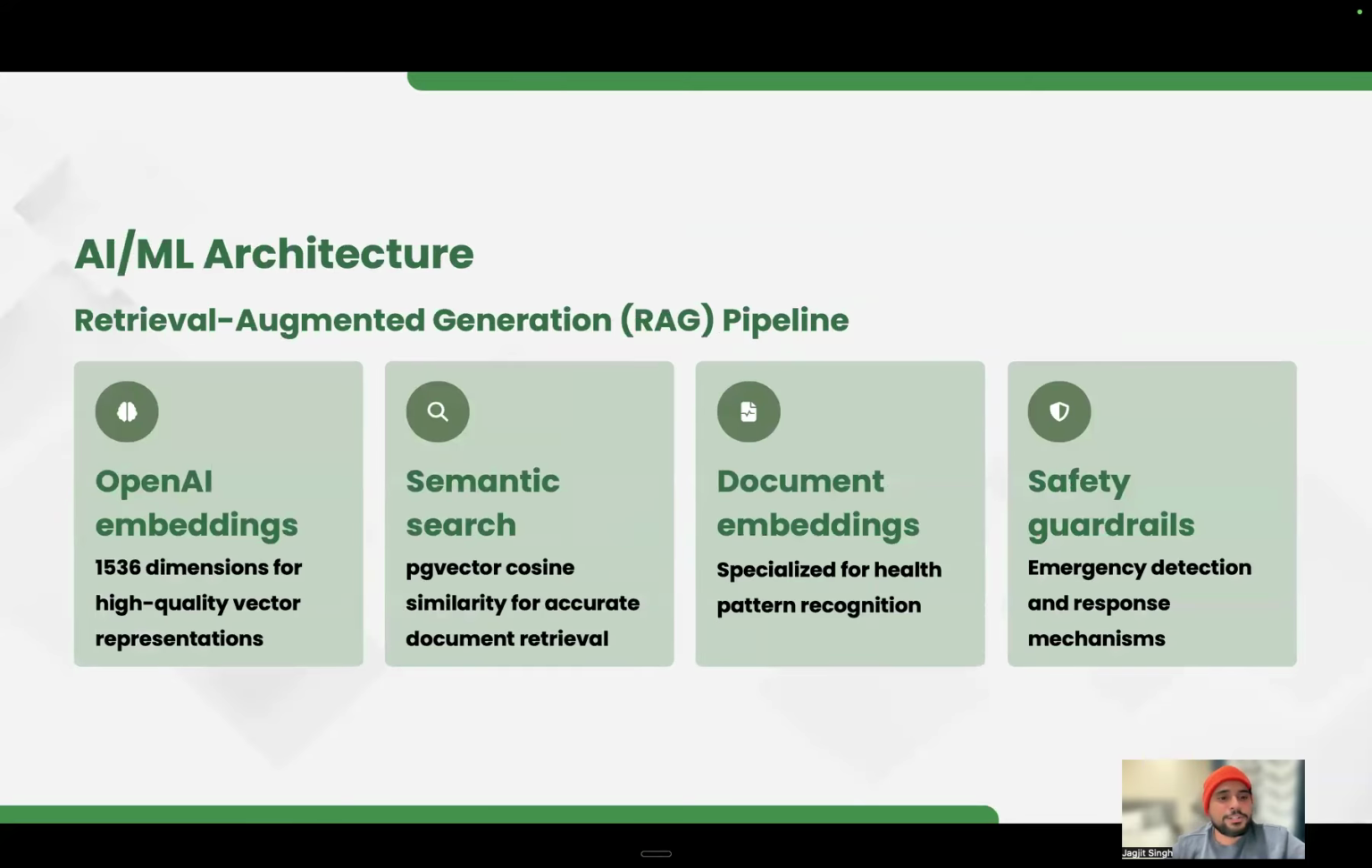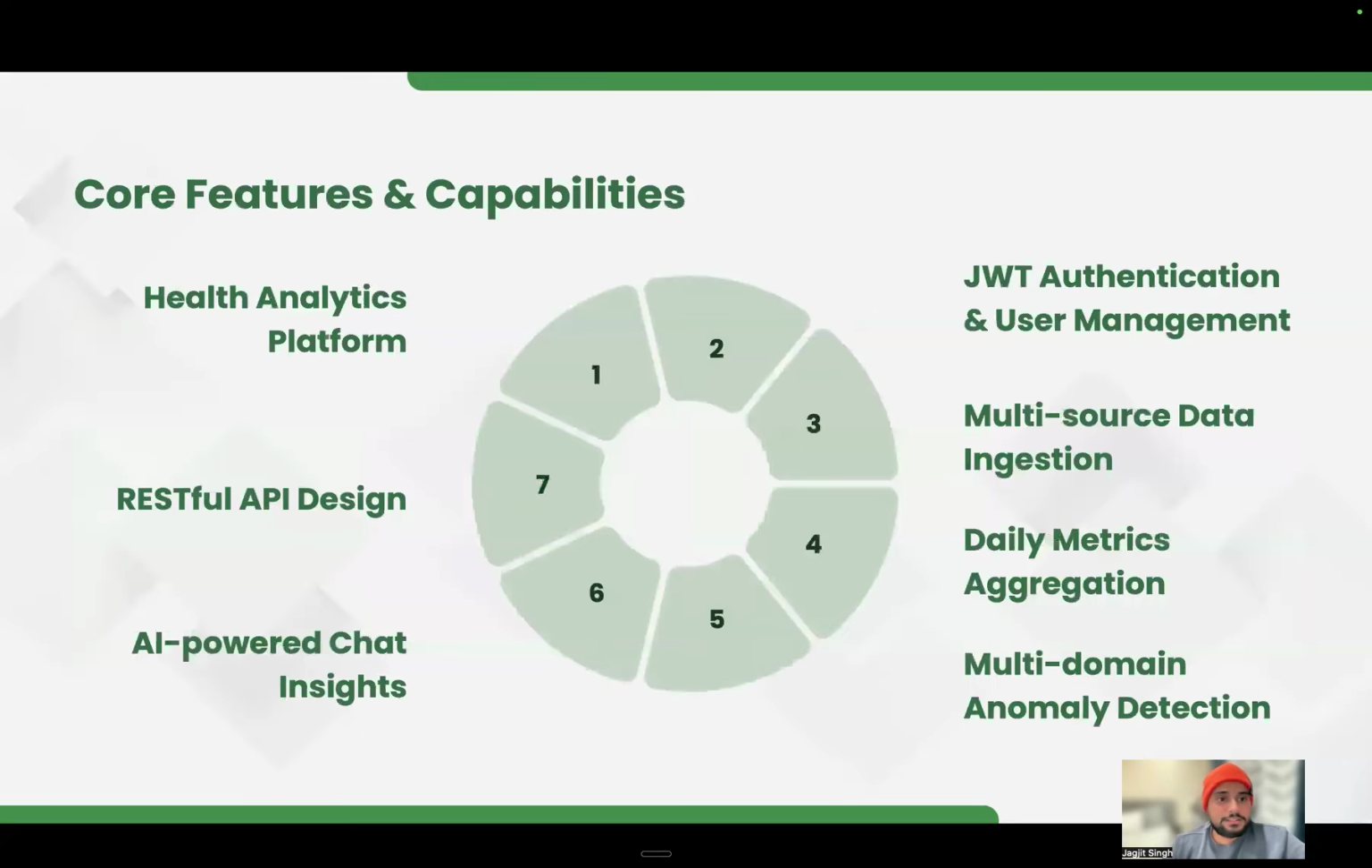For the AI/ML architecture, I'm using a retrieval augmented generation pipeline using OpenAI embeddings to provide semantic search using pgvector. We are also providing document embeddings specialized for pattern recognition, and placing some safety guardrails using prompts in the RAG.